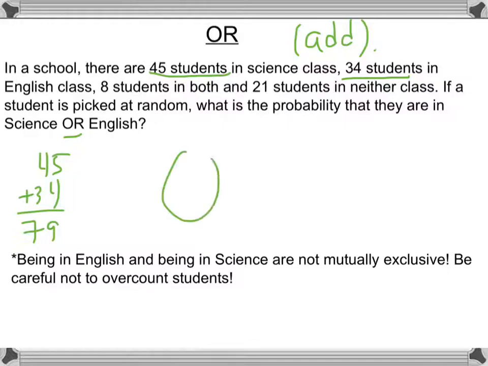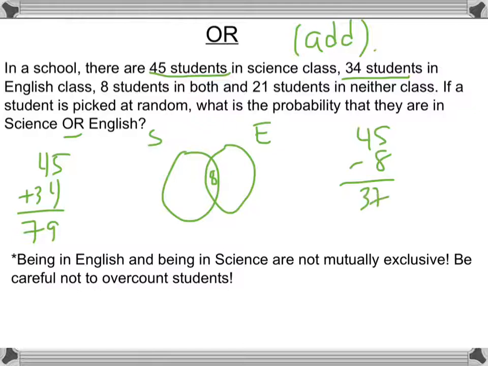So here we have, let's say, science class, and we have English. And with a Venn diagram with an overlap, always start with the overlap. So if there's 8 students in both, that means that if there's 45 in science, I have to take that 8 from the 45. And that would be 37. So 37 are in science only. If there are 8 in both, then I have to take that from English class too. And that would be 26.